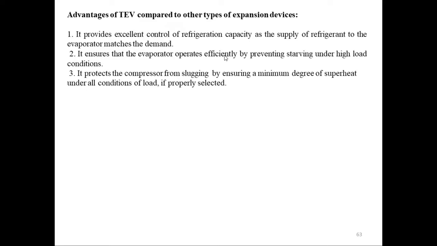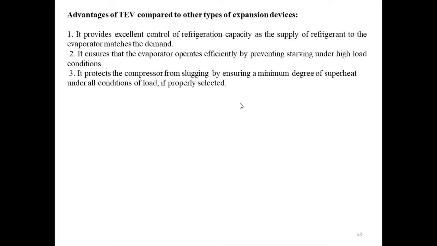That is, it will never have a low amount of refrigerant in it as compared to the load on top of it. So it protects the compressor from slugging by ensuring a minimum degree of superheat under all conditions of load, if properly selected. So if we have calibrated our thermostatic expansion valve correctly, then it will always have a superheat condition at the outlet of the evaporator. So these are the advantages of the thermostatic expansion valve.